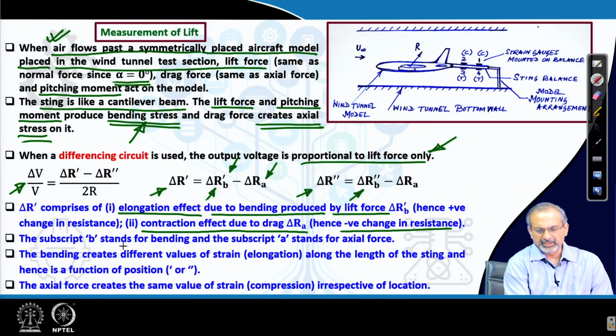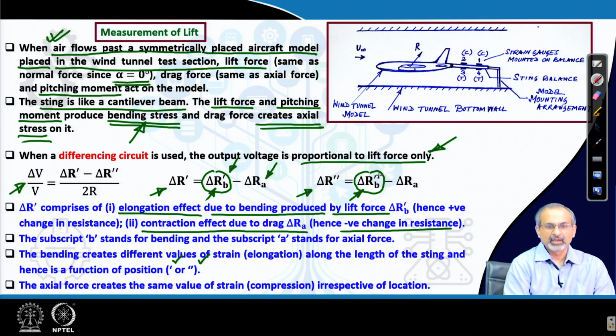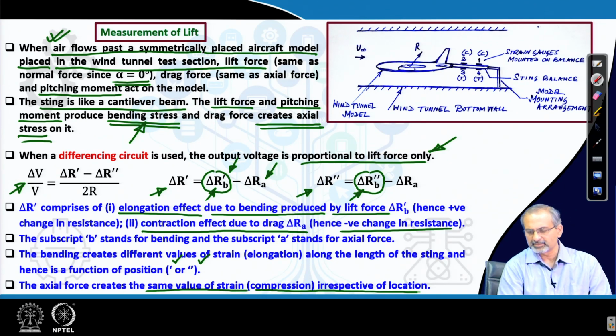The subscript B stands for bending and subscript A stands for axial force, which is imperative. The bending creates different values of strain along the length of the sting, and hence is a function of position. So, whether it is a dash or a double dash location, the change in resistance will be different at these two locations. However, the axial force creates the same value of strain irrespective of location, and therefore, this is not accompanied with a dash or a double dash.